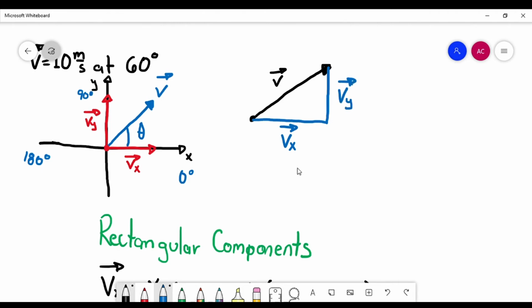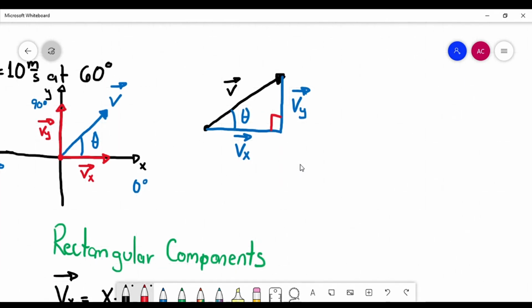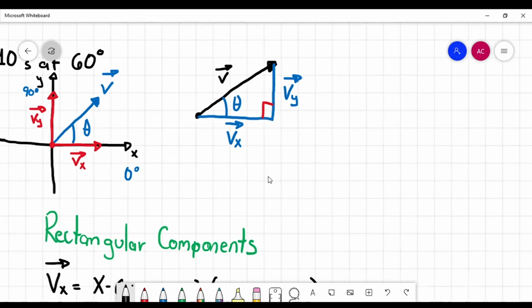And if you see, now we have, and this is the angle over here. And now we have a right triangle that has a 90 degrees angle. So if we have a right triangle, we can use trigonometric functions. There is a function that says something about the opposite and the hypotenuse, and another function that says something about the adjacent and the hypotenuse. So for example, I'm going to write this.